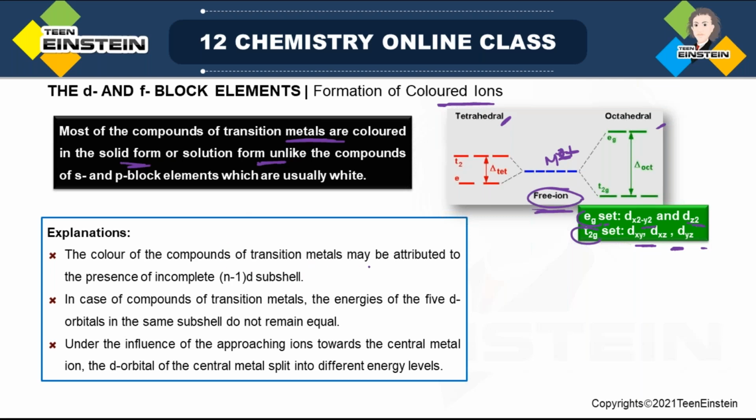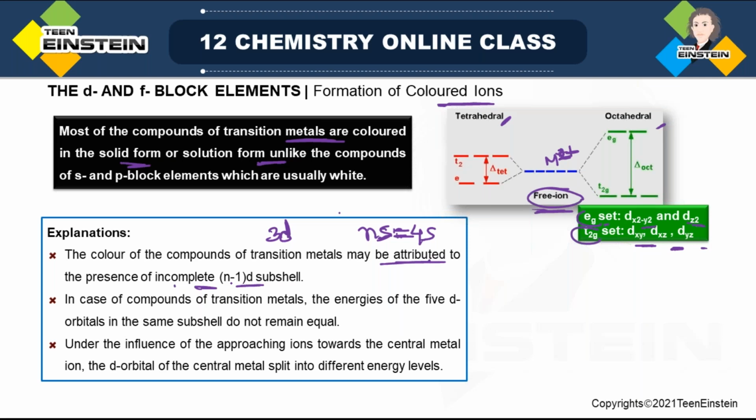So the color of the compounds of transition metals is because of the presence of an incomplete (n-1)d subshell. Now (n-1) means the penultimate shell, because the outermost shell, for the first transition series, ns is basically 4s. So if ns is 4s, that means (n-1)d will be 3d. In 3d there is incomplete filling, that is, some places are vacant.